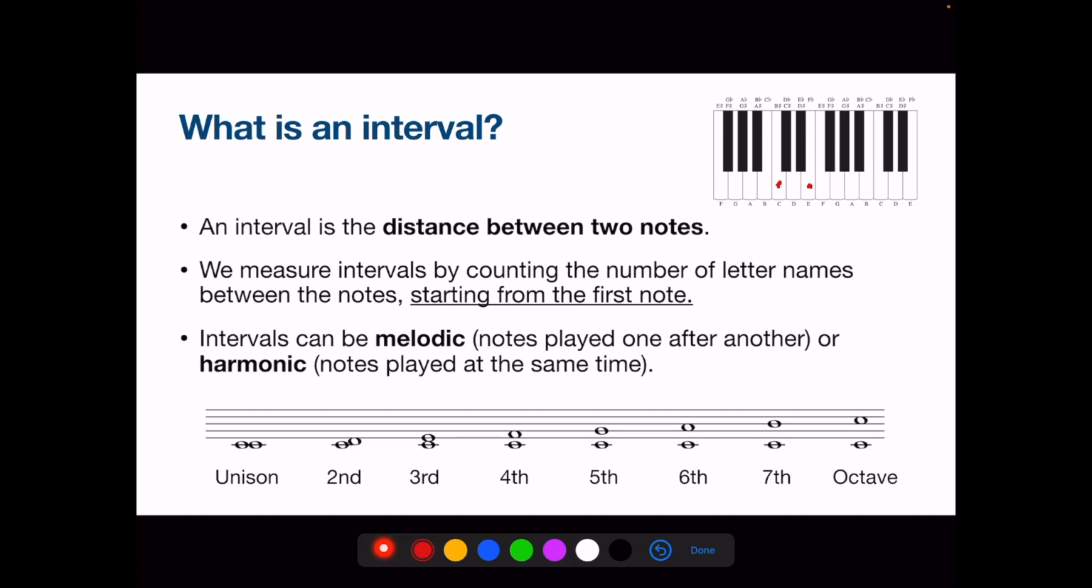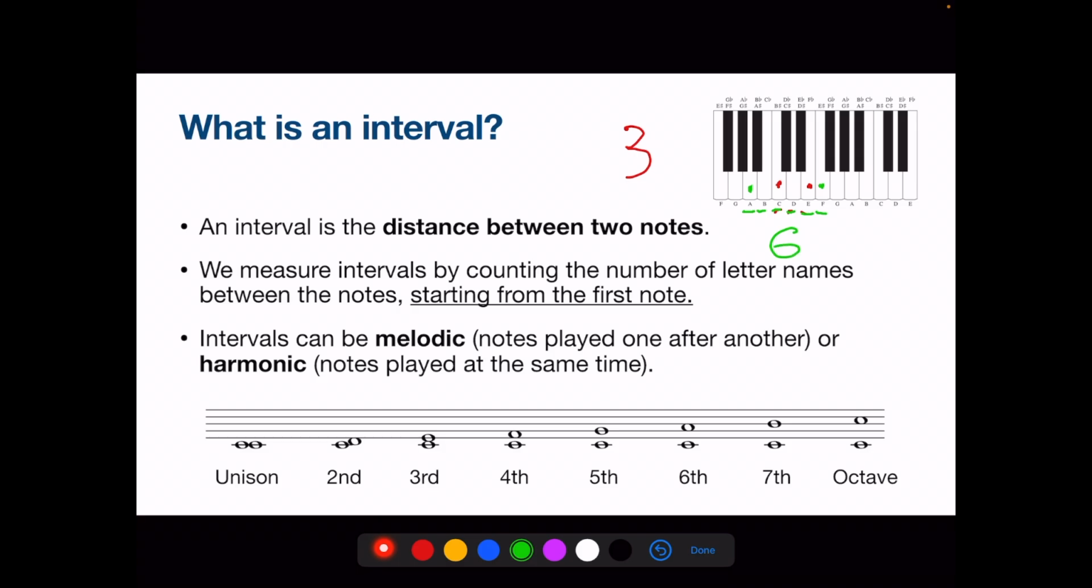So, what you do is you take the letter names. We start from C, so it's going to be C, and then we have a D in between, and then E. So 1, 2, 3. The distance between them is a third. Okay, we don't say it's a 3, but we say it's a third. But what about the distance between an A and an F? Well, same thing. We start counting from A. 1, 2, 3, 4, 5, 6. So that's a sixth. All right.